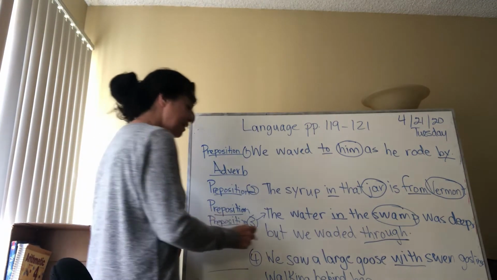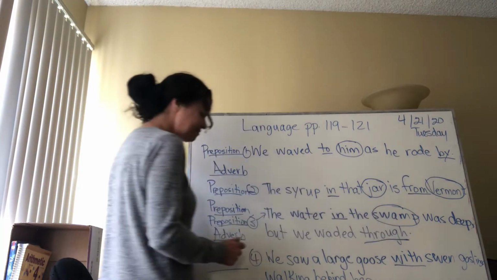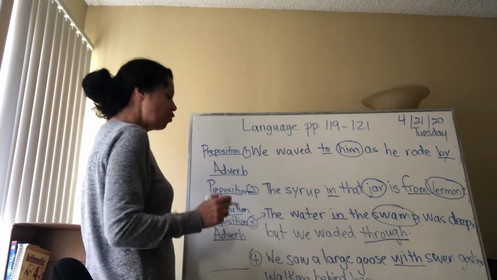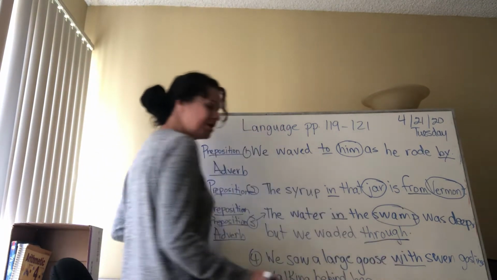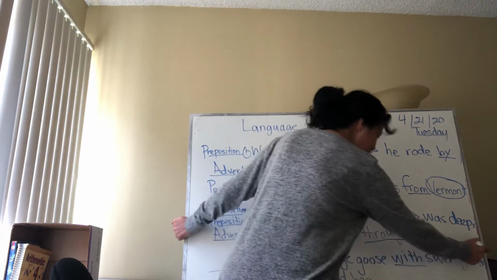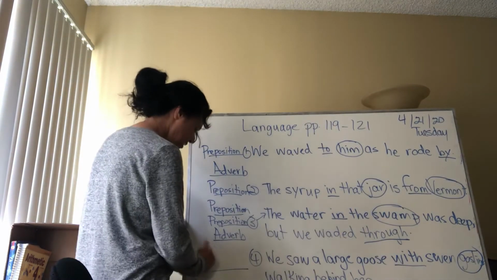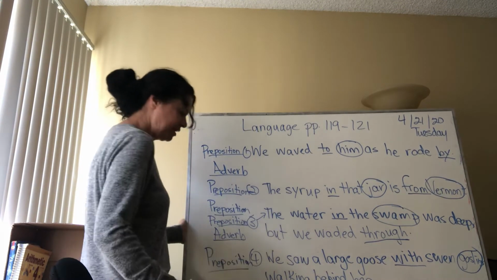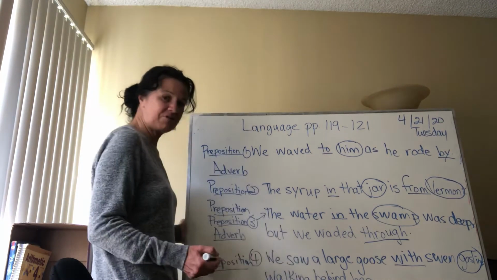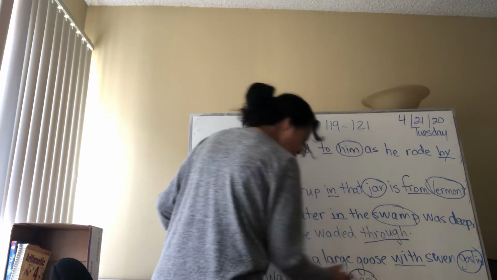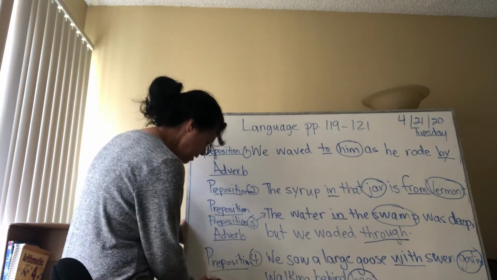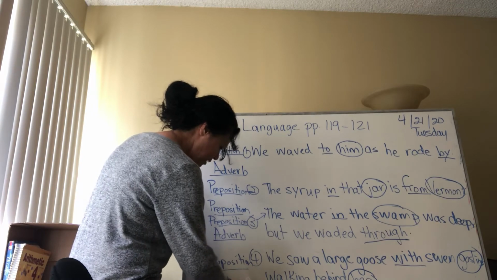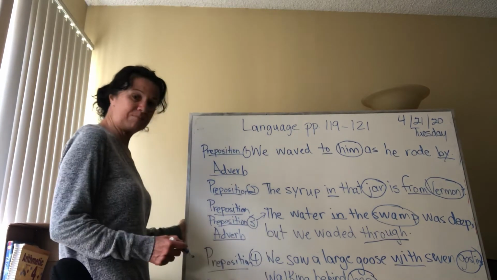Number 4 says we saw a large goose with 7 goslings walking behind her. Okay? So let's look at the first underlined word, with. Does with have an object? Yes. With goslings. So with is a preposition. Remember, a preposition must have an object. And behind, is there an object for behind? Yes. Behind her. Her is the object. So behind is also a preposition. Okay? So I write preposition in both of those blanks.